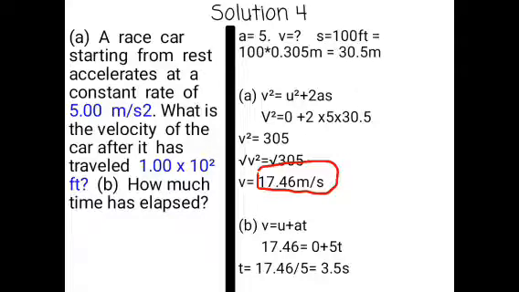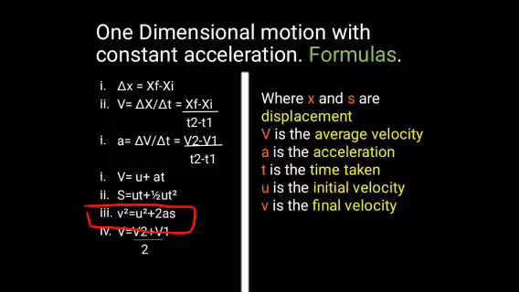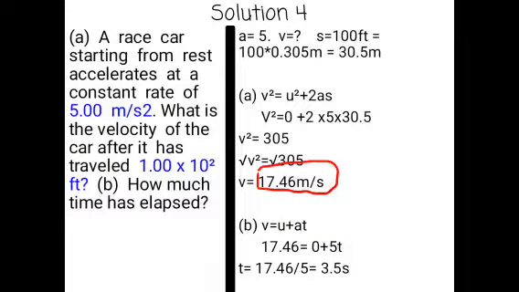Now to the second question, how much time has elapsed? Taking a good look at the list of formulas, we will be using the first equation of motion, since it has the final velocity, initial velocity, acceleration, and time. So v is equal to u plus at.